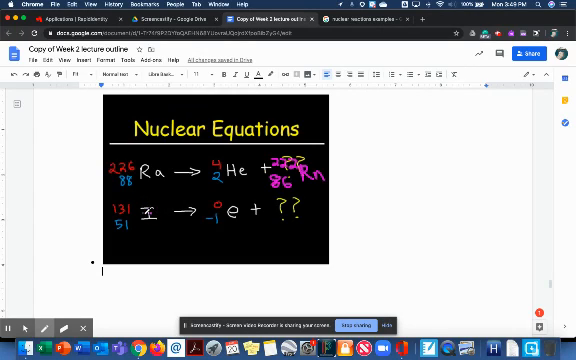Here we have iodine-131 decaying by beta emission. So 131 plus 0 is going to give us 131. Now remember, beta particle has a -1 down here. So we need something plus -1 is going to equal 51. So remember, that negative number is like subtraction. So 52 plus -1 gives us 51. And element number 52 is tellurium.